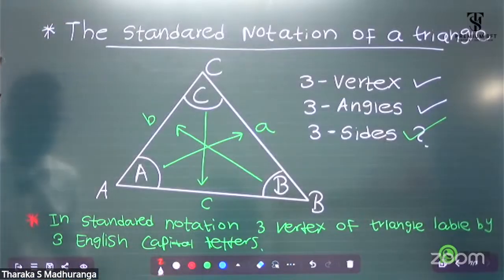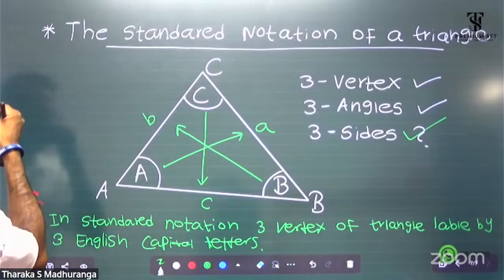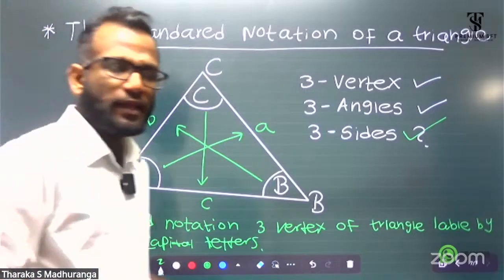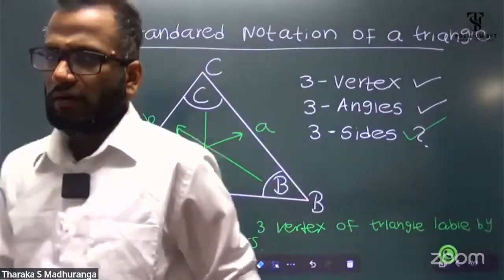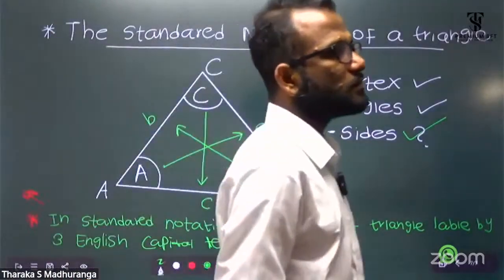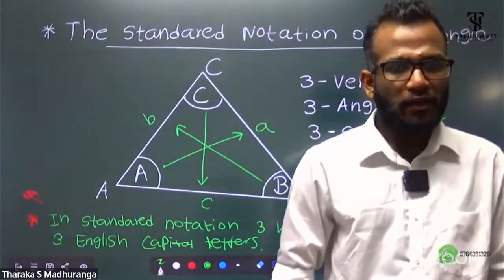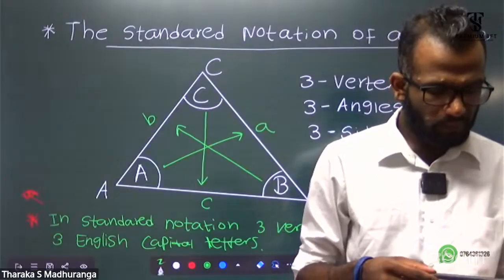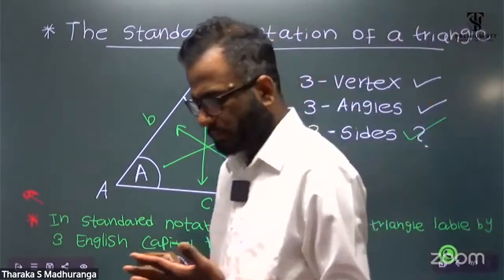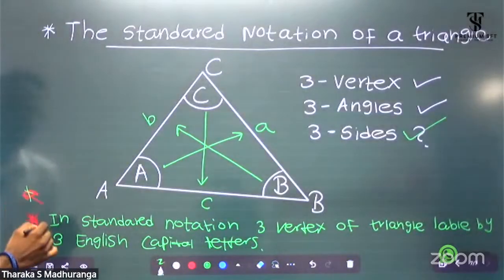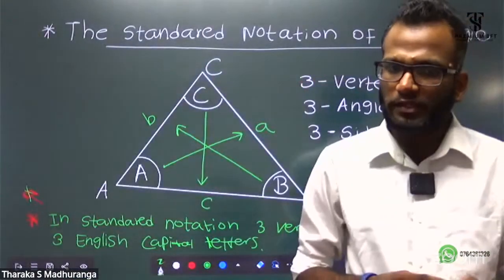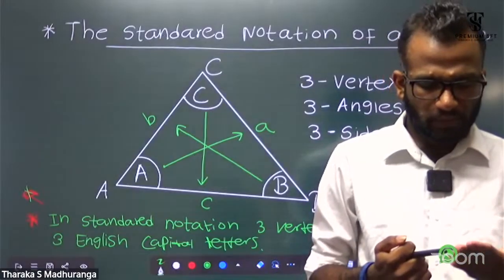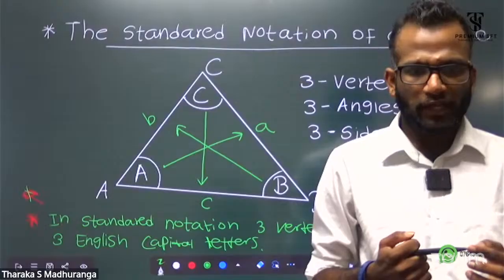Next star mark. The relevant angle of each vertex is labeled by the same English capital letter of the vertex.